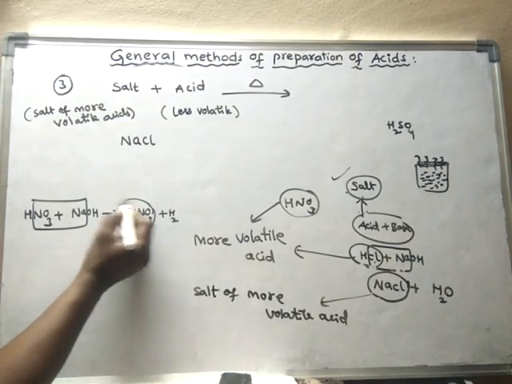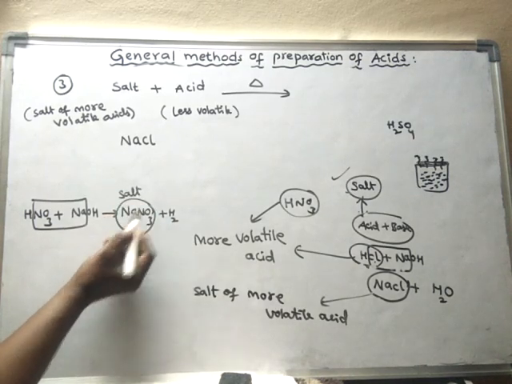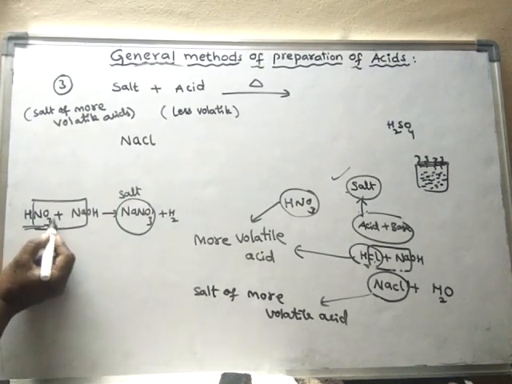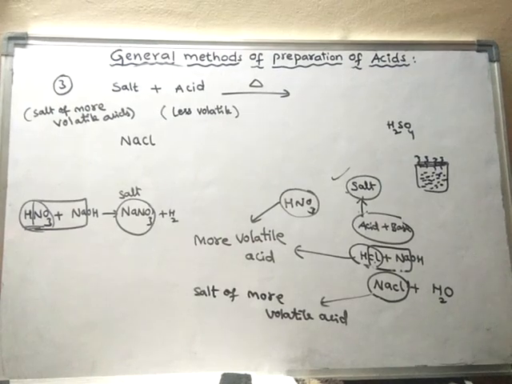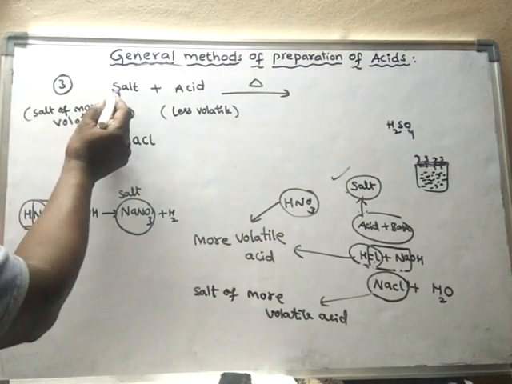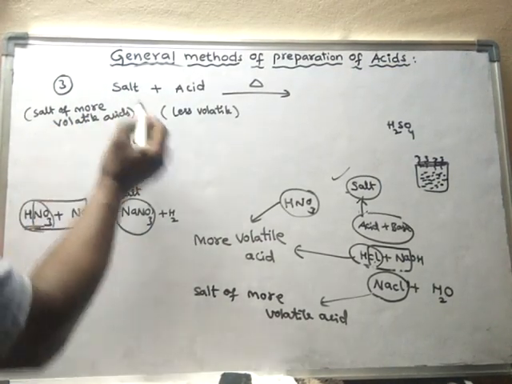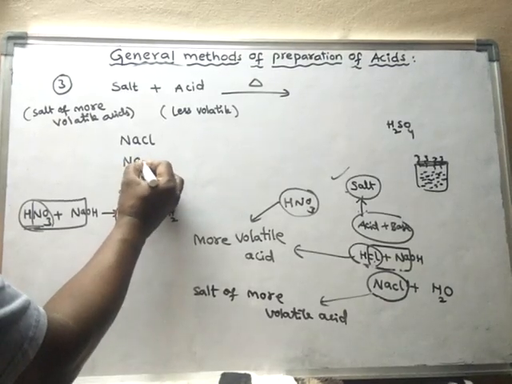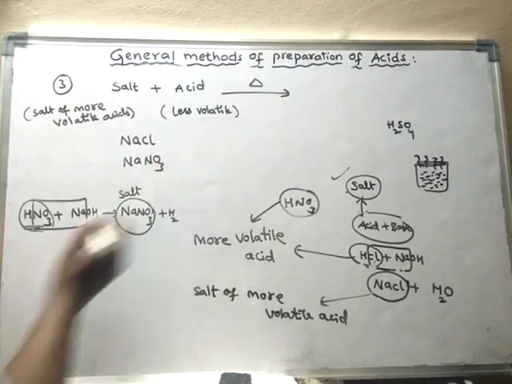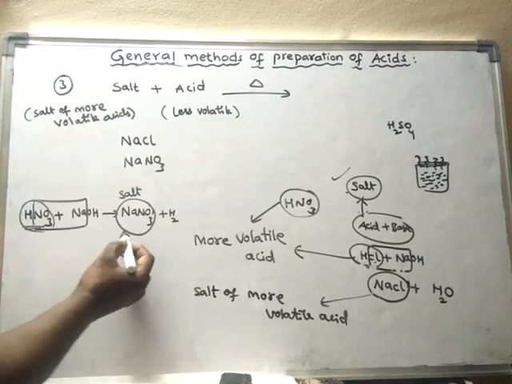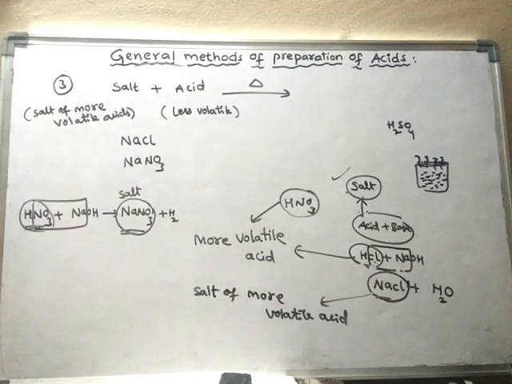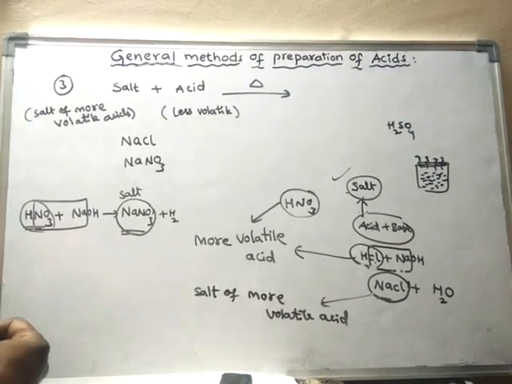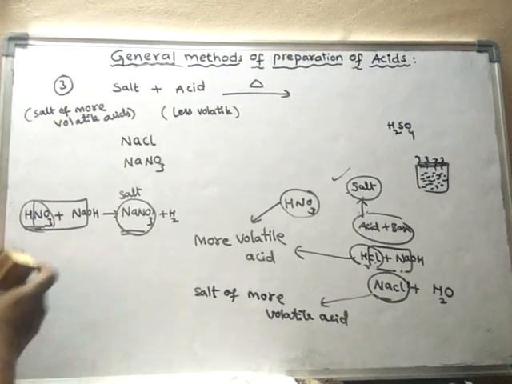So what is this? This is a salt, and this salt is obtained from a more volatile acid. So I may take this one also as an example. Like this: NaNO3, NaCl, KCl, KNO3. Such salts are said to be salts of more volatile acids.